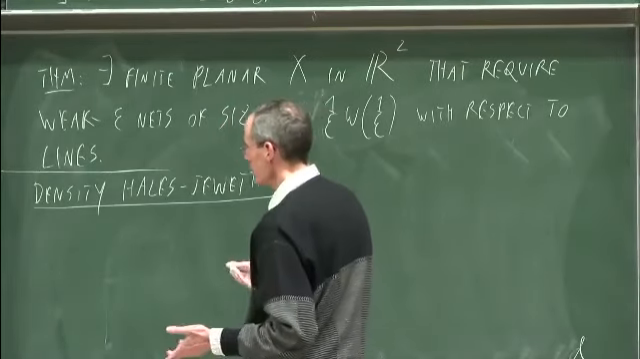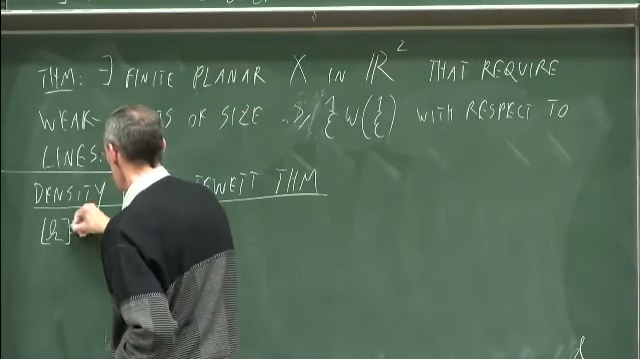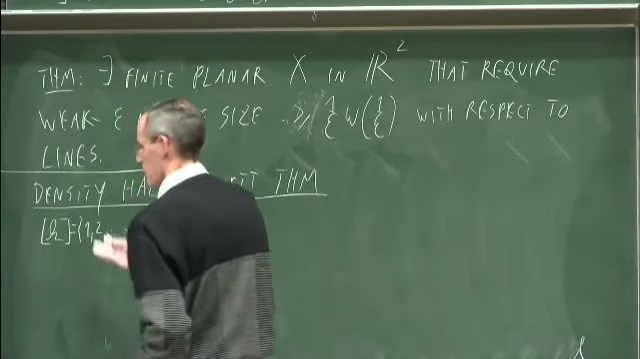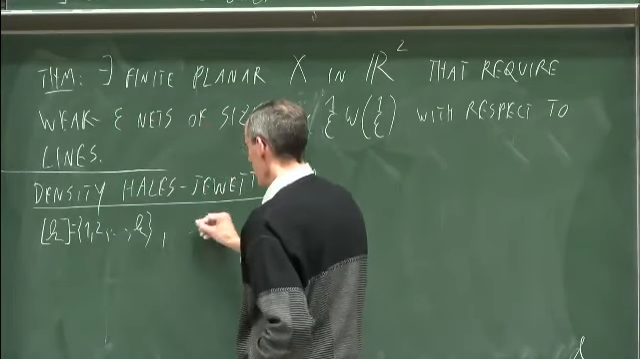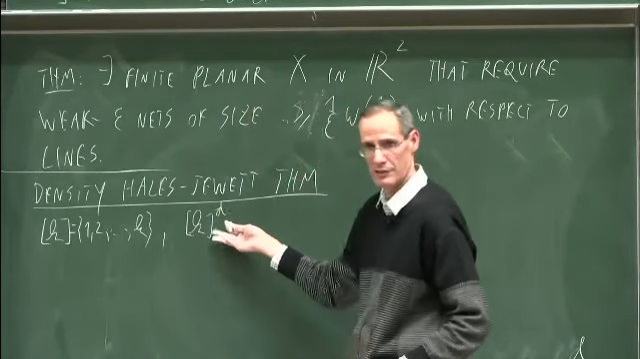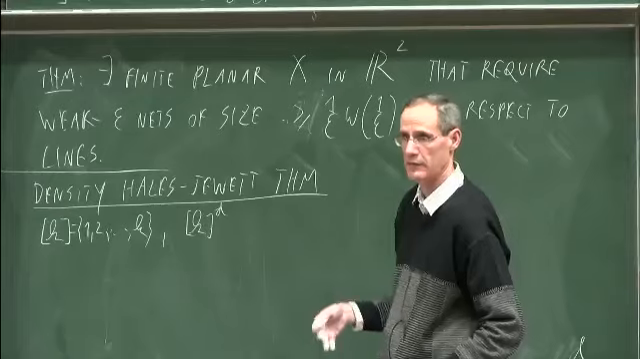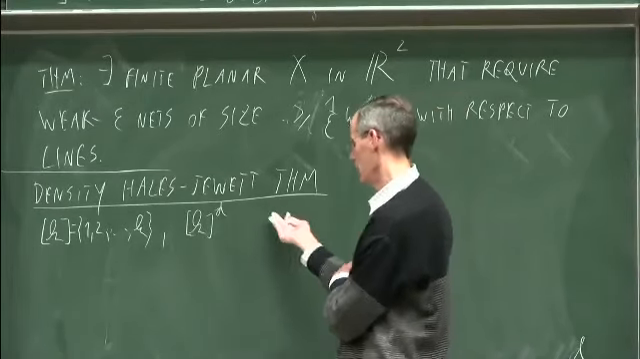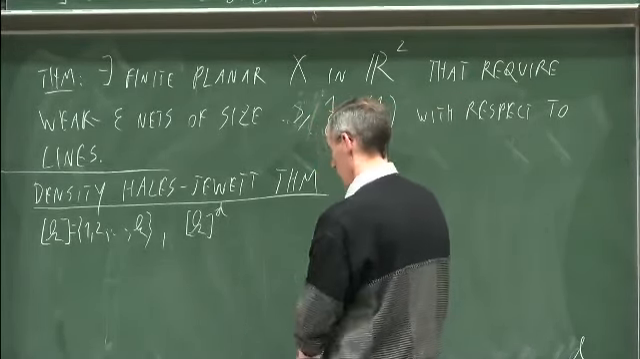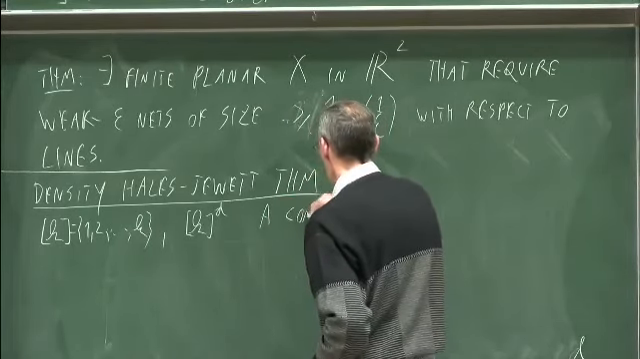To say something about this, let [k] be 1, 2, up to k. So these are just the integers, and [k]^d is k to the d. We will look at all the vectors of length d in d-dimensional Euclidean space, in which every coordinate is between 1 and k. And we want to define what is a combinatorial line.